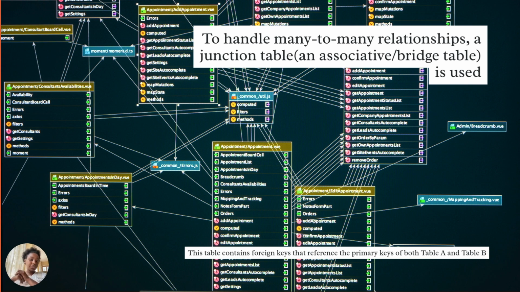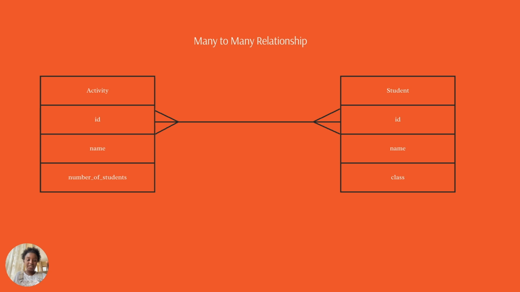To handle many to many relationships, we use a junction table. It can be called a link table, an associative table, a bridge table, whatever you want to call it, but basically a joiner table. This table contains foreign keys that reference the primary keys of both table A and table B. So in this case, it will reference both the student ID and the activity ID from the two different tables.